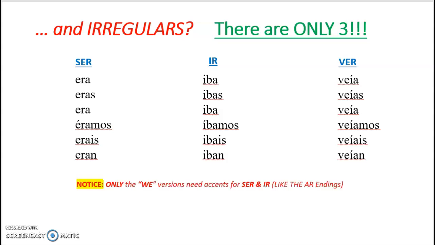Now, the first thing we should look at, just like we said with the endings, is that in these first two, you only have accents on the we form, éramos, íbamos, for the same reason we looked at with the AR endings.